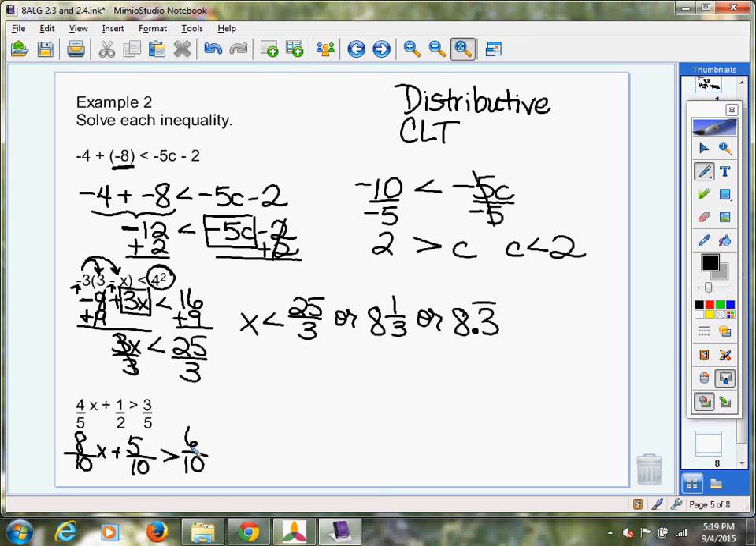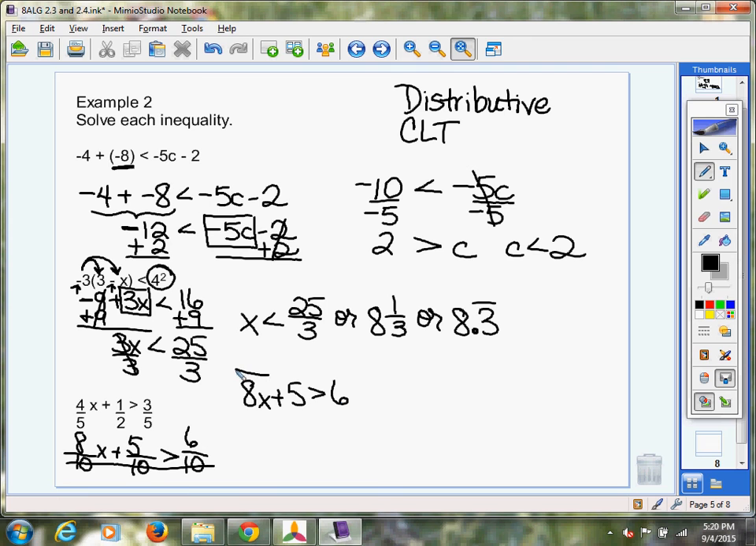Now remember the cute little shortcut I showed you? We're just going to mark out those denominators, and we're going to work with this equation: 8x plus 5 is greater than 6. So that's what we're going to work with today. And it may not be a whole number, but don't let that bother you. Just do the best you can with it, okay?